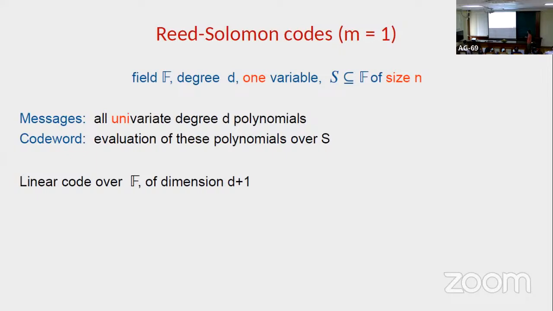It has d plus 1 coefficients. And the distance of this code is roughly 1 minus t over n. And the rate is d plus 1 over n. Okay, same formulas that we had previously. And the sum of the rate and the distance is roughly 1.